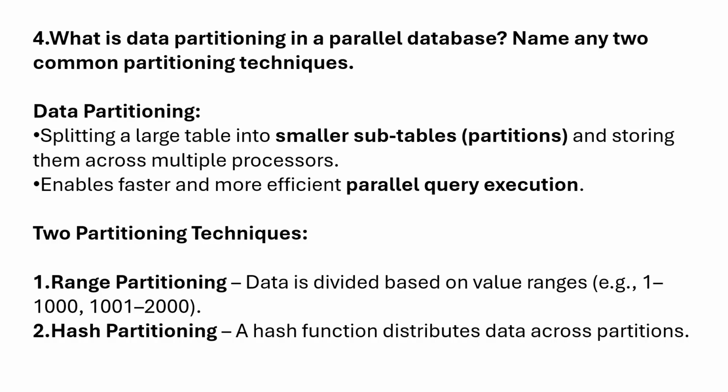2 partitioning techniques which are commonly used include range partitioning, wherein data is divided based on value ranges, for example 1 to 1000, 1001 to 2000. And the second one is hash partitioning. A hash function distributes data across partitions.